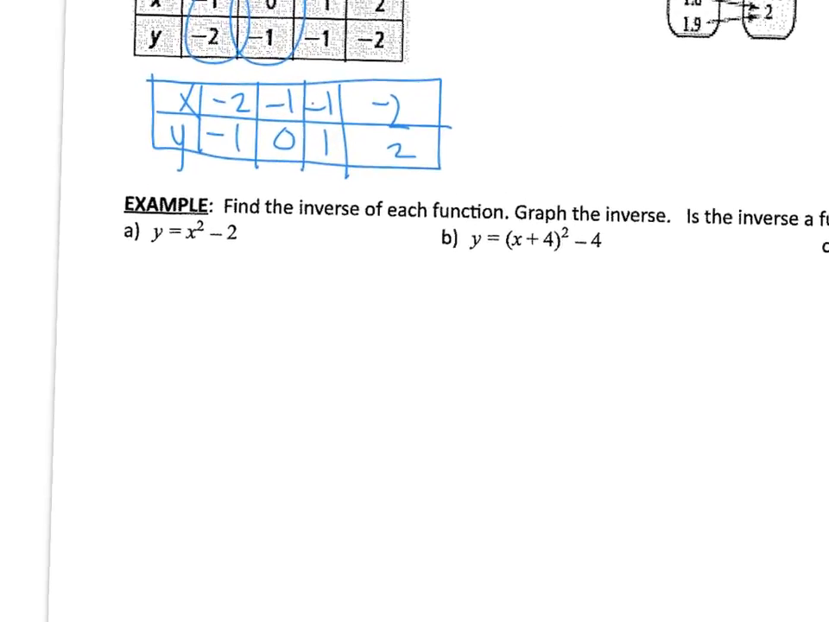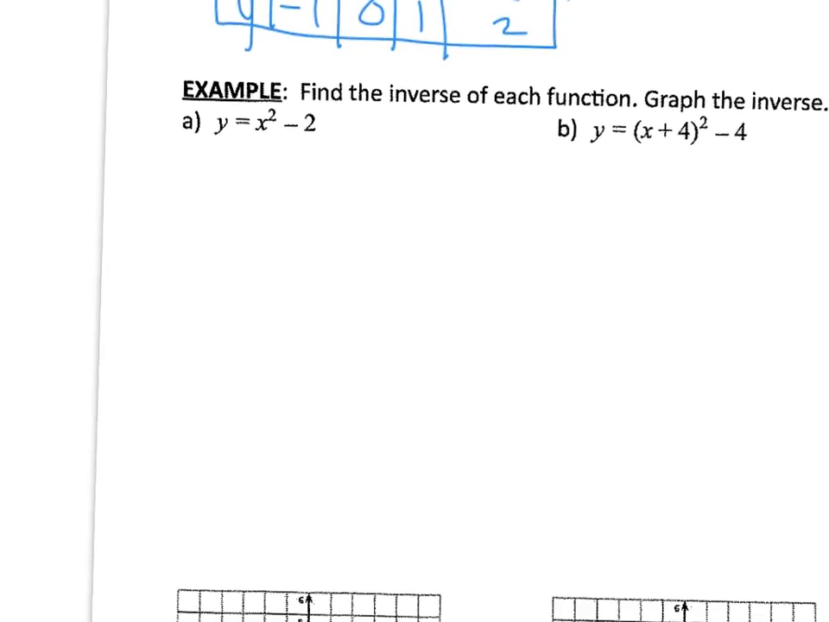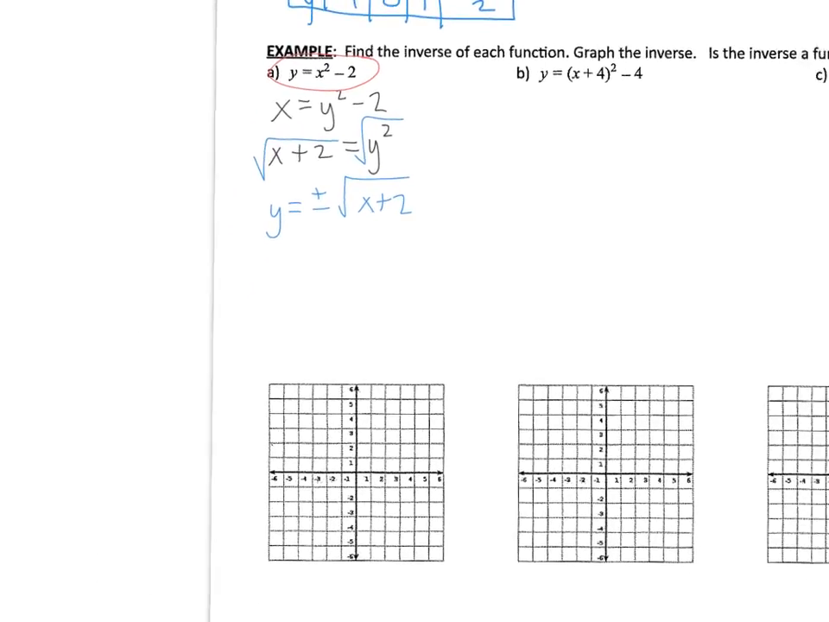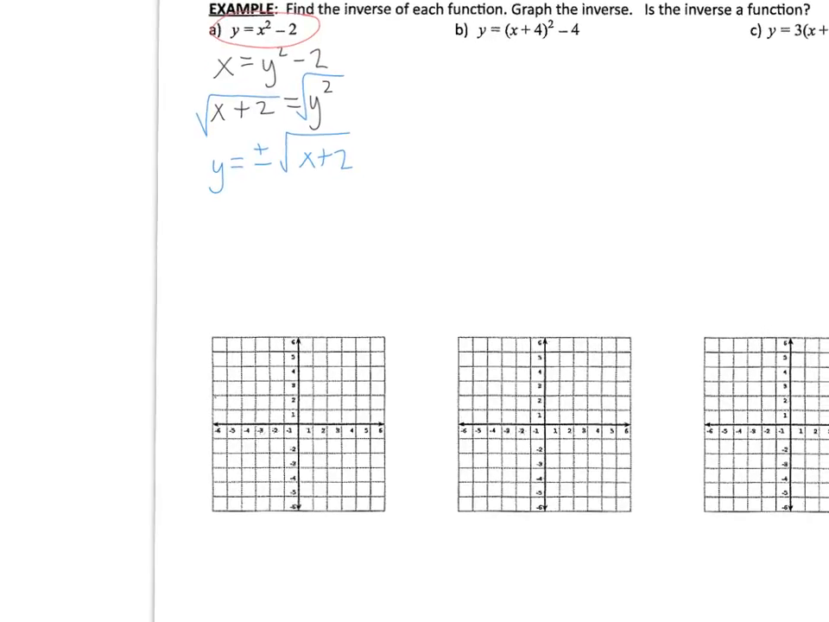To find the inverse of a function, you're just going to flip-flop the x and the y. So it's going to be x equals y squared minus 2. In order to graph this, we're going to solve for y. So I'm going to add 2, and I'm going to take the square root. So y equals plus or minus the square root of x plus 2. The original function, y equals x squared minus 2, is a parabola that starts 2 units down on the y-axis.